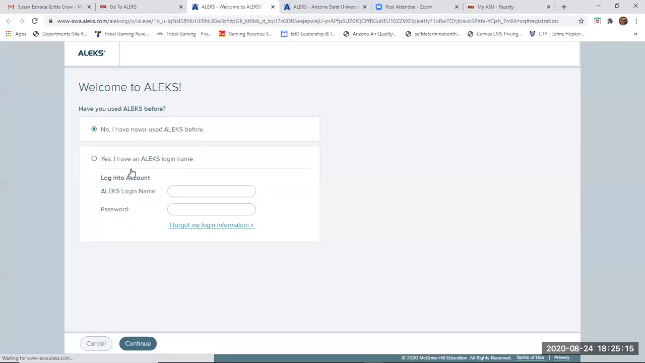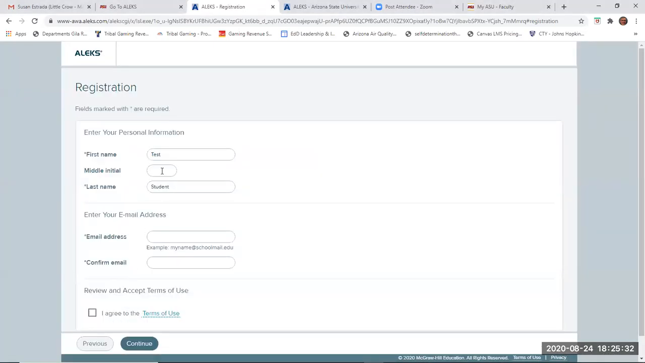The first time you do this, it's going to ask you these questions, and you're going to leave it at no. I have never used ALEKS before, at least from this Canvas account, okay? Because what it needs to do is match your Canvas account with ALEKS. So you continue, it will take this information and move it forward to ALEKS, which is our homework system. It's also the system that has the tests in it, okay?